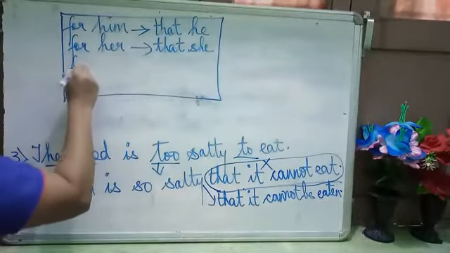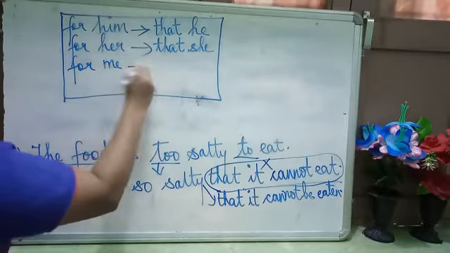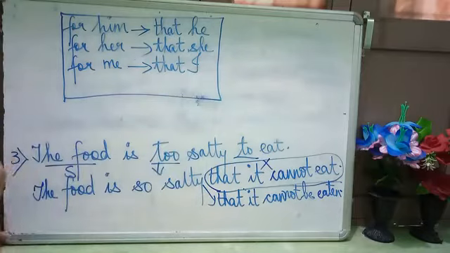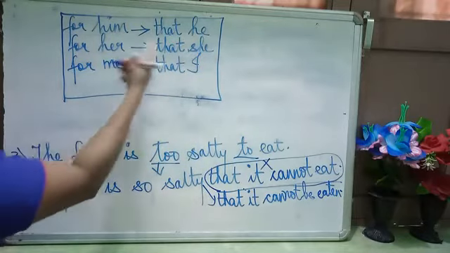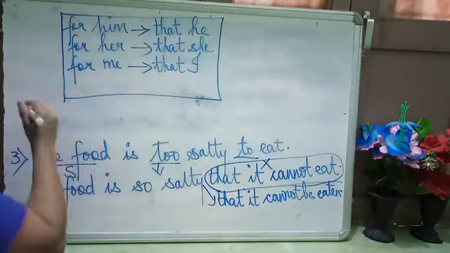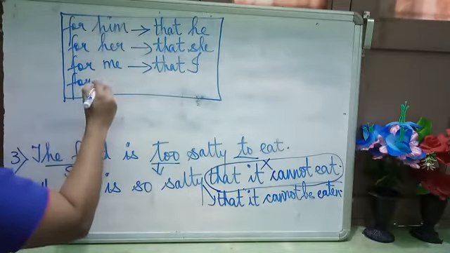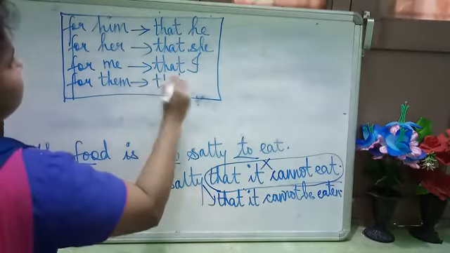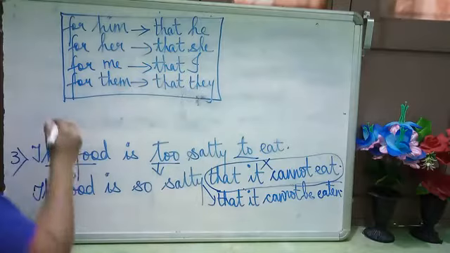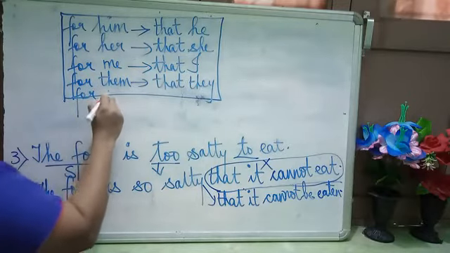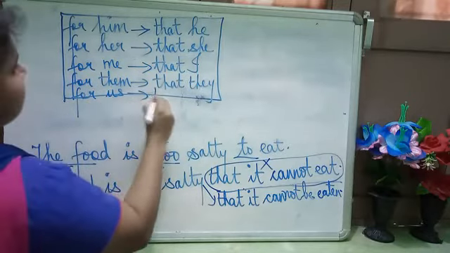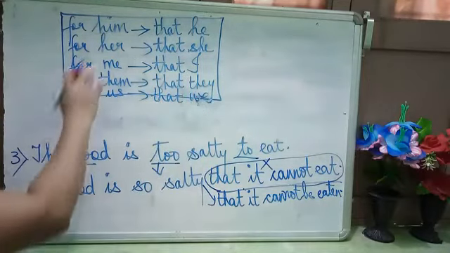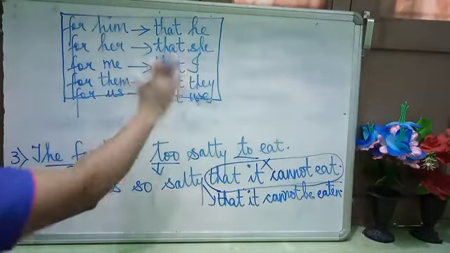Then if it is "for me", you have to use "I". For him, "he". For her, "she". For me, "I". Then for "them", what will you write? "They". Then for "us", it is "we". Understood?